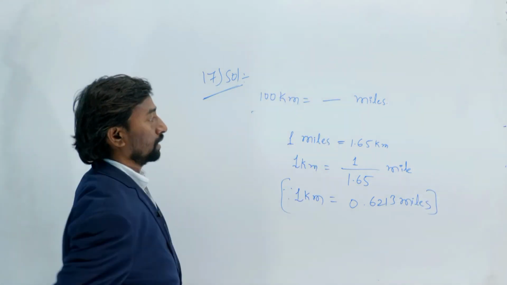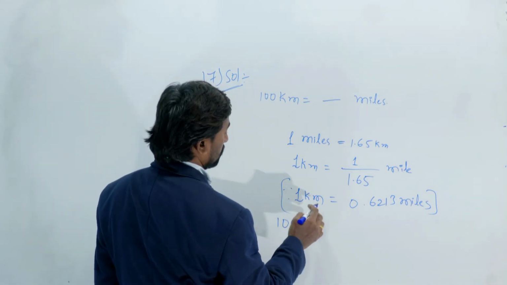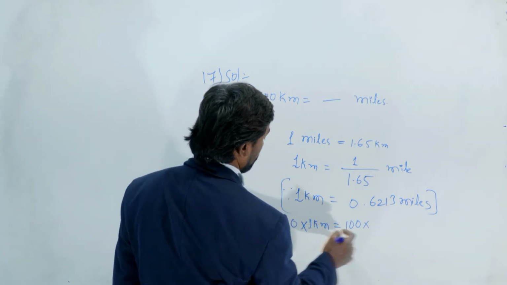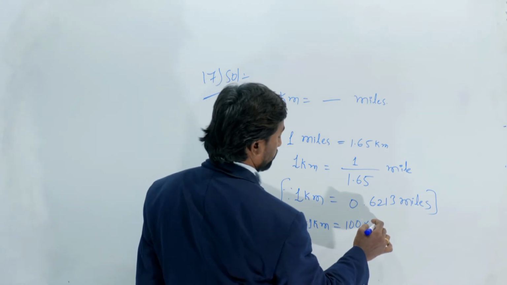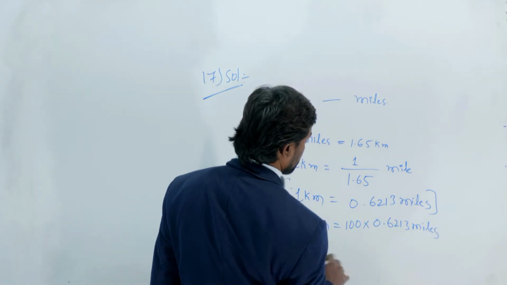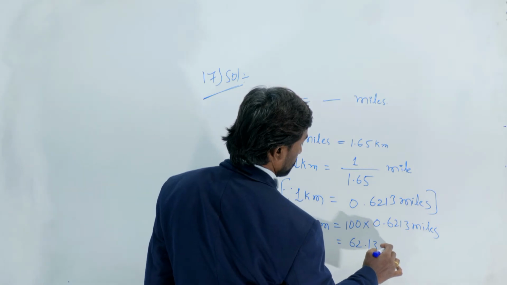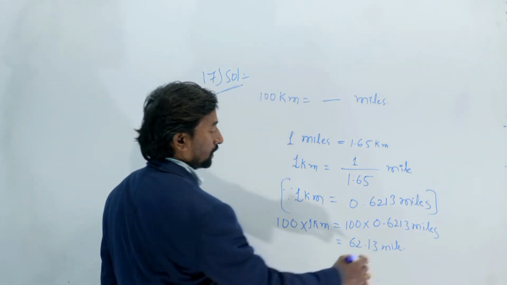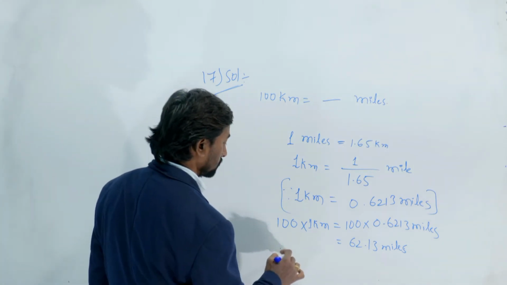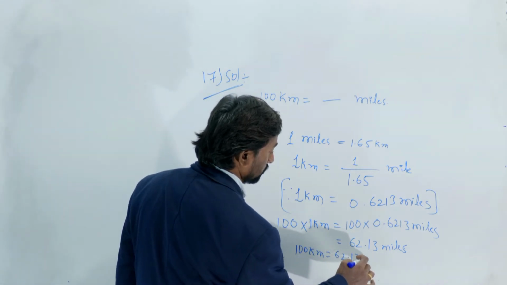Now here 100 kilometers we should convert into miles. So 100 kilometers, 100 into 1 kilometer we can write. So 100 into 1 kilometer is nothing but 0.6213 miles. So therefore we will get 62.13 miles. 100 kilometers is equal to 62.13 miles.